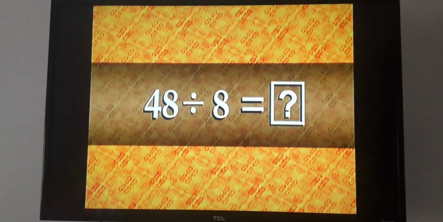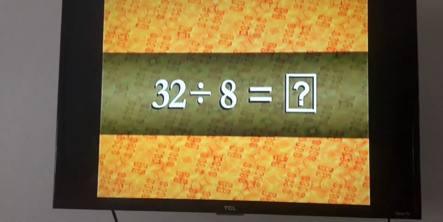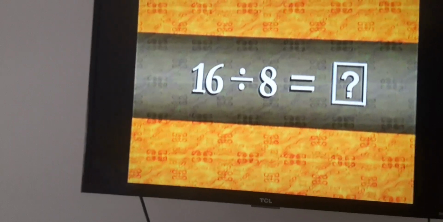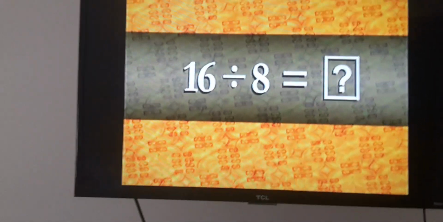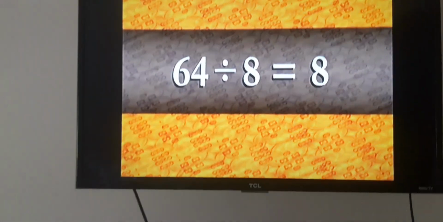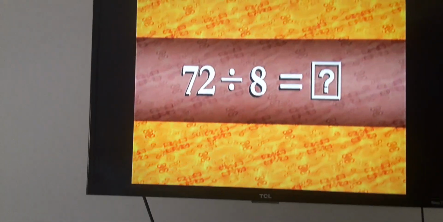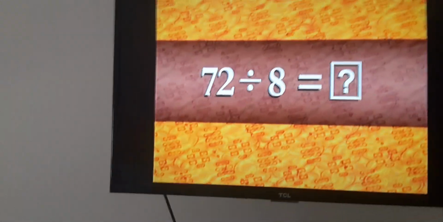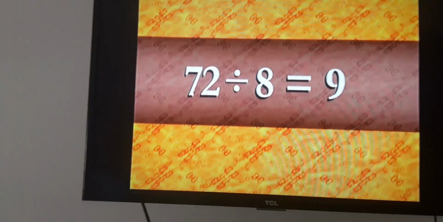28 divided by 8 is 6. 32 divided by 8 is 4. 16 divided by 8 is 2. 64 divided by 8 is 8. 72 divided by 8 is 9.